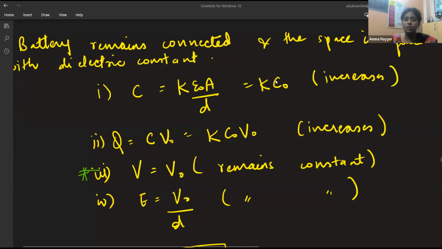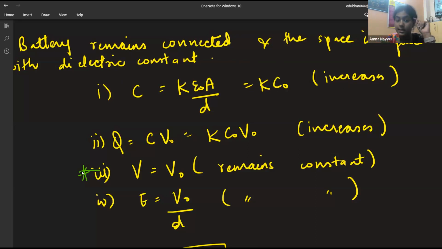Capacitance is C naught in air. This is without air, this is when the dielectric has been placed, right? The dielectric medium has been placed. So the capacitance increases, the charge increases. This is the most important thing you should remember: which quantity remains the same. Potential doesn't change when your battery is still connected in your circuit with the dielectric slab.